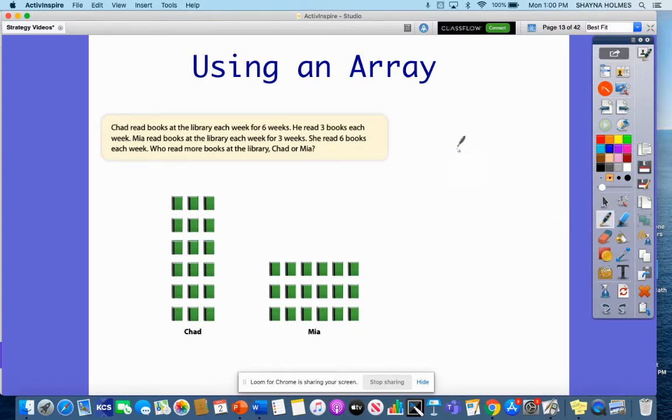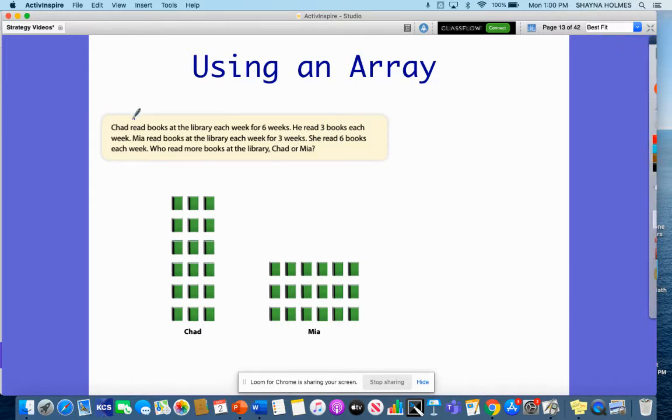So we have an example problem here, and it says, Chad read books at the library each week for 6 weeks. He read 3 books each week. Mia read books at the library each week for 3 weeks. She read 6 books each week. Who read more books at the library, Chad or Mia? So down here we have 2 different arrays. So we have one for Chad here and then one for Mia.